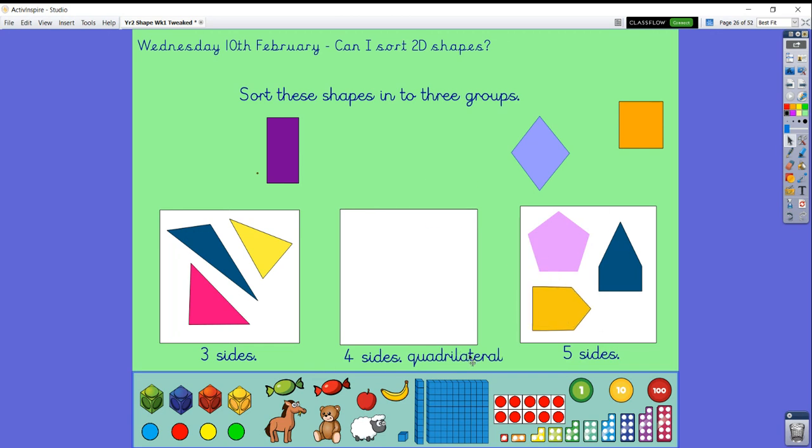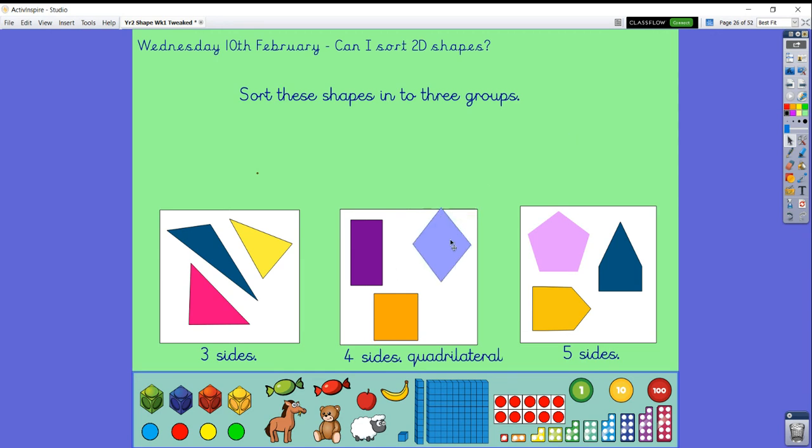Now let's look at our quadrilaterals. So we've got 1, 2, 3, 4. Can you remember the name of that shape? Perfect. It is a rectangle with 2 short and 2 long sides. And then we've got this one, which I know is a square because it has got our 4 sides of equal size. Now, can anybody remember that one? Super. It is our rhombus.